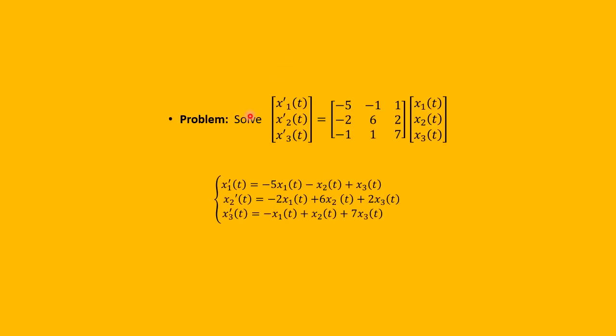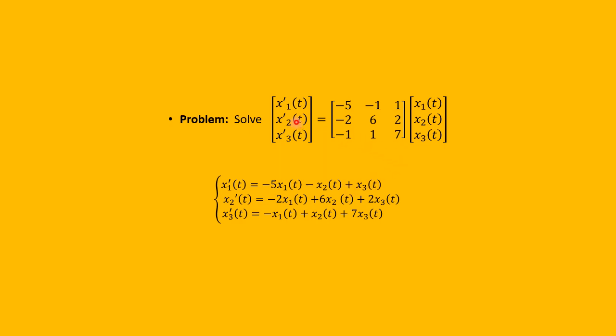So here's the problem we want to solve. Notice that this is in the form x prime equals a matrix A times the vector x. This matrix equation is equivalent to this system of equations down here. We can see that if we look at the first component on this side and the first component on this side, which is going to be this row times this column vector, we will get, just looking at the first components, x1 prime equals minus 5x1 minus 1 times x2 plus 1 times x3.